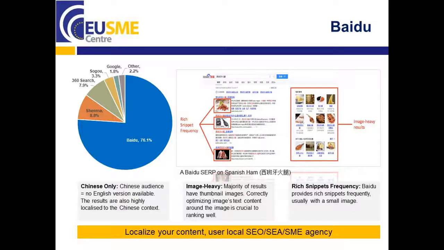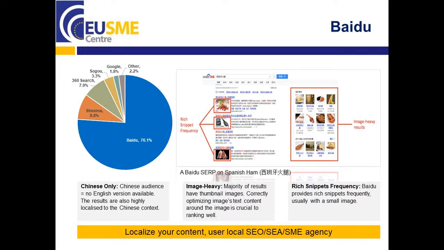And I think 76% is Baidu, and they have a couple of small ones, and then you have 1.8% using Google, and those have to use a VPN. So it's basically those who are international anyway.